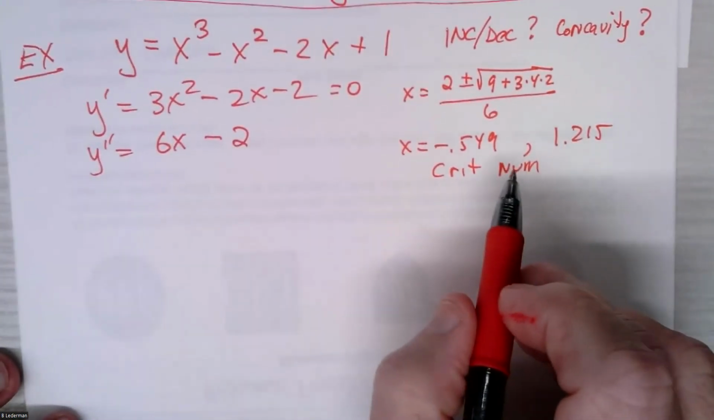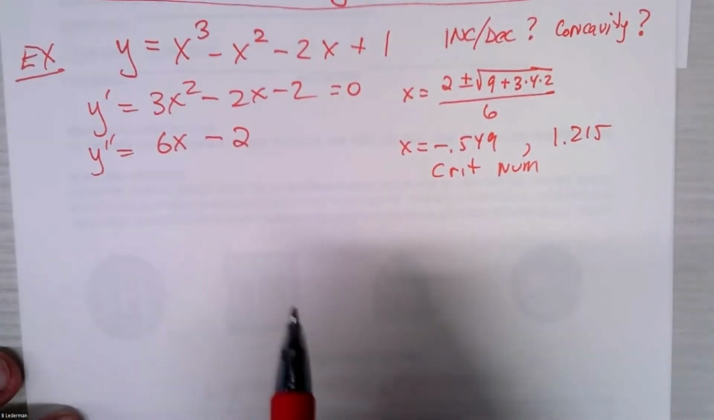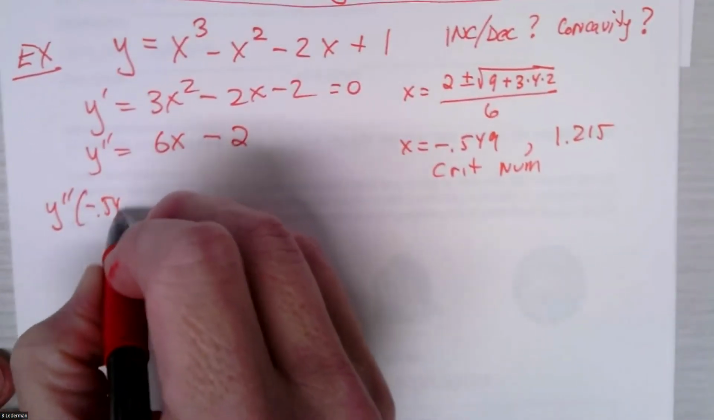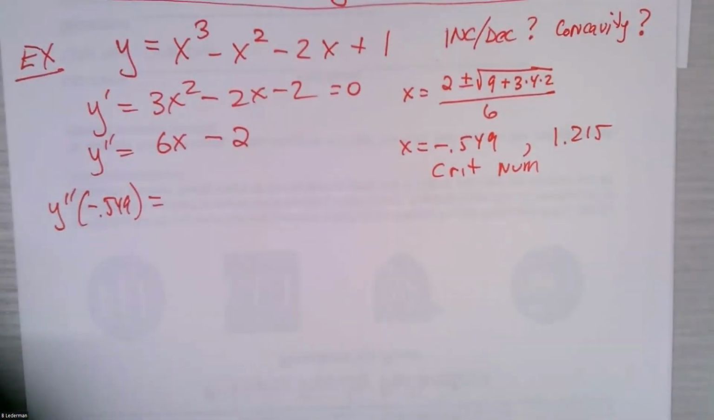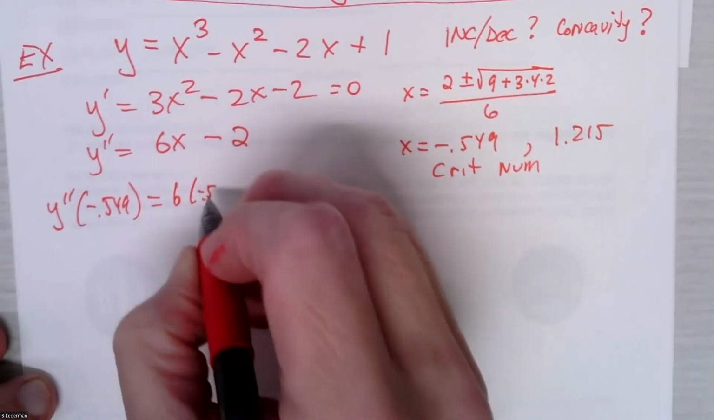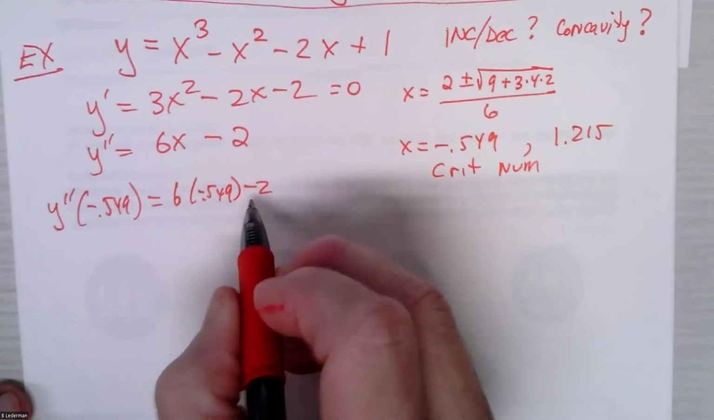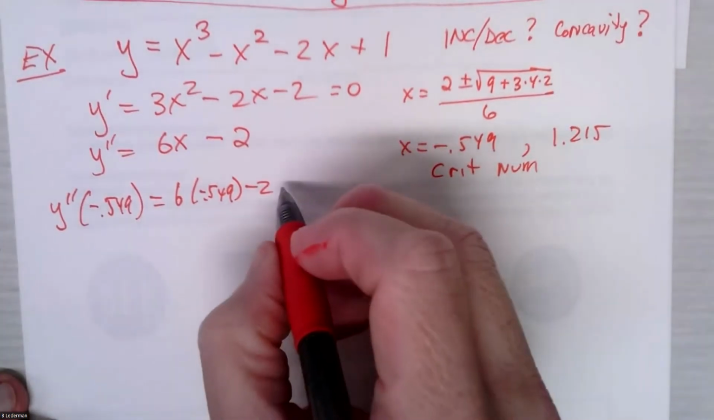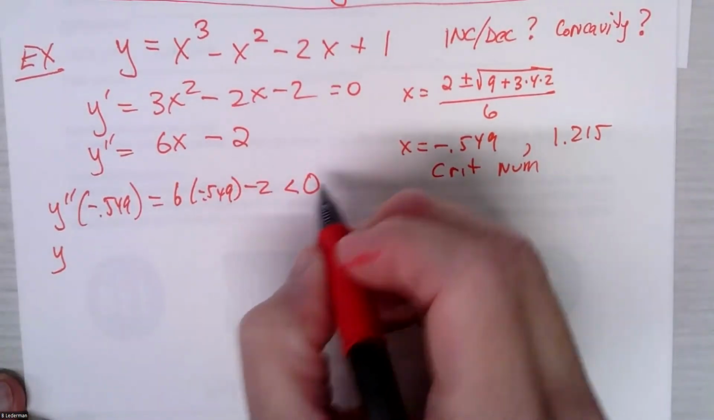Now, all I've got to do to see if they're maxes or mins is plug them in to see if the function is concave up or concave down. Well, y double prime of negative 0.549 is going to be, let me just figure that out on my little calculator, 6 times negative 0.549 minus 2. Well, it's obviously going to be negative because it's a negative number minus something. So I'm just going to write less than 0, which means concave down.